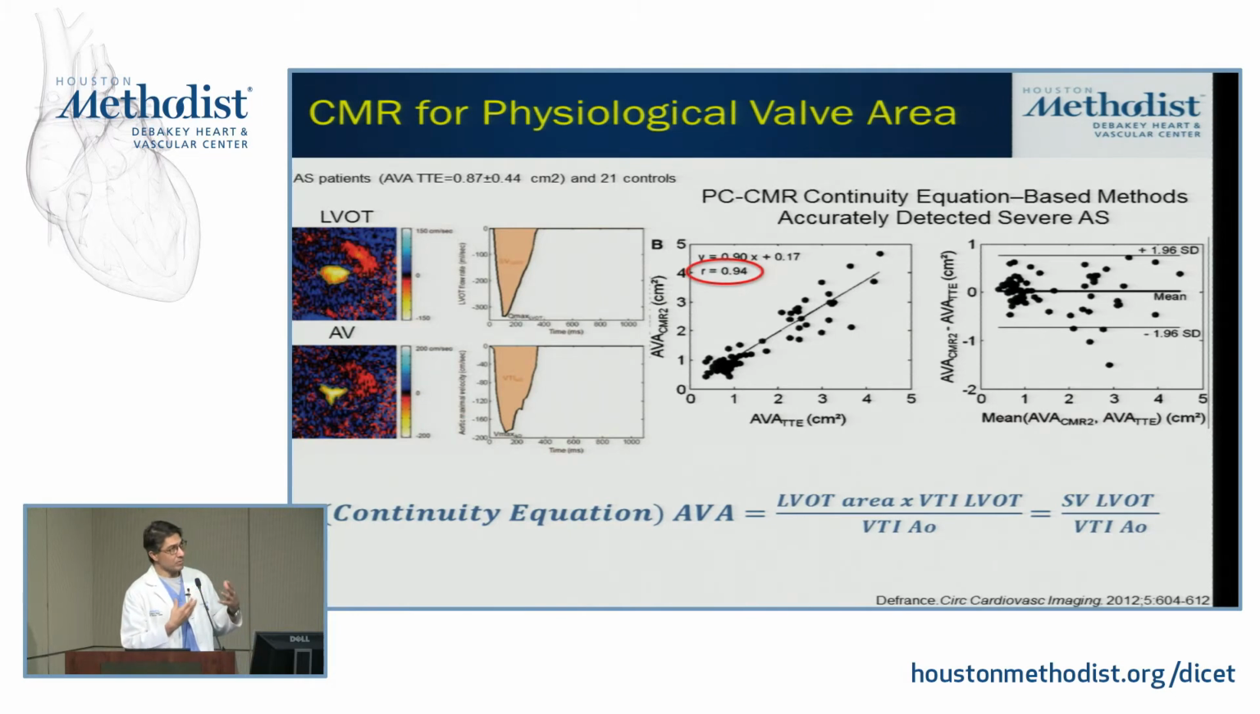Why? Well, because as in the continuity equation, I can identify the LVOT. Once I've identified it, I have an area. We know we're very good at looking at flows through that area, which is then your TVI. And then if I look at the velocity curve, flow curve going through the aortic valve, similarly, using the continuity equation, we can calculate a valve area. And this again was looked at in the literature in this particular study. And again, you can see physiological valve area by CMR came very close to that of echocardiography. So it is possible.